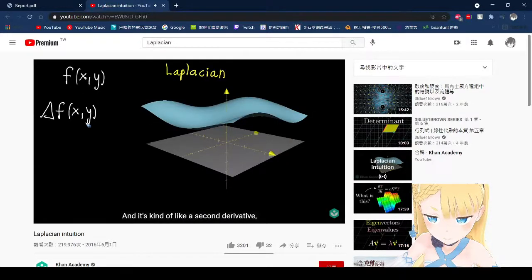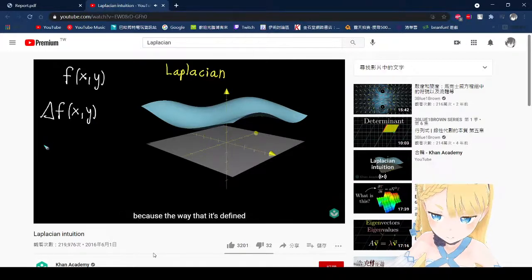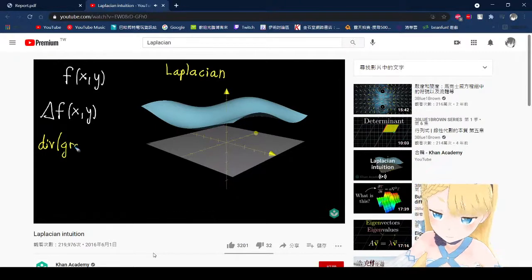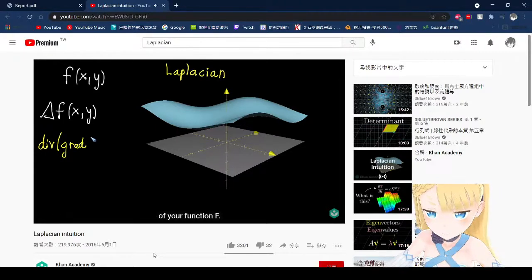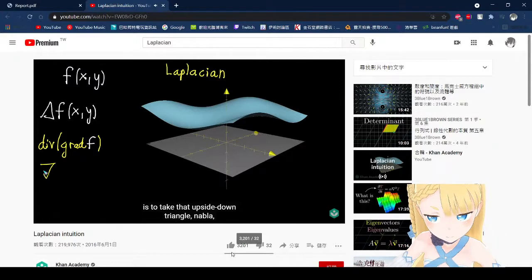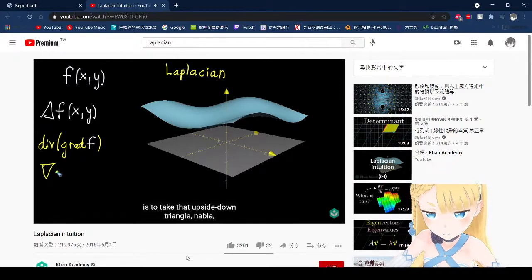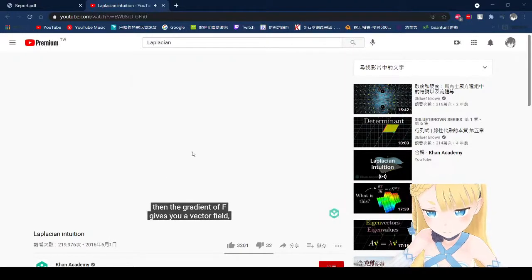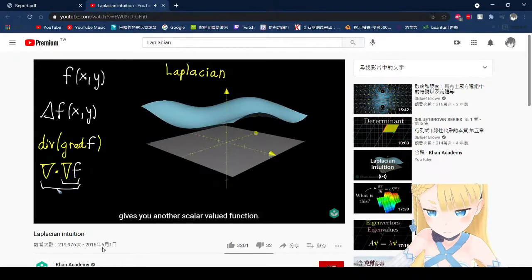And it's kind of like a second derivative, because the way that it's defined is that you take the divergence of the gradient of your function f. So that's how it's defined, the divergence of the gradient of f. And a more common notation that you might see here is to take that upside down triangle, nabla, dot product with nabla of f. So remember, if f is a scalar valued function, then the gradient of f gives you a vector field, a certain vector field, but the divergence of a vector field gives you another scalar valued function.